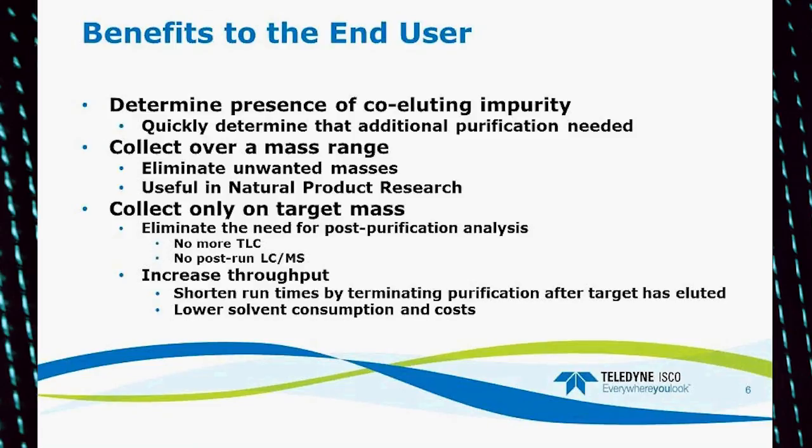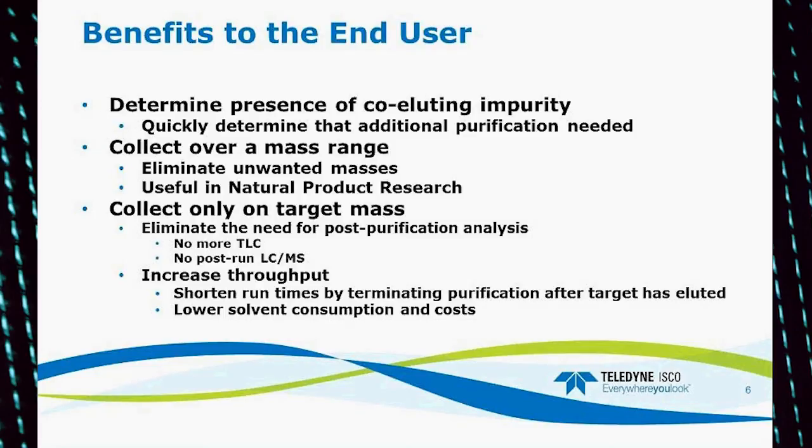At the same time, you can collect only on your target mass. If you're in a synthetic chemistry situation, in your synthesis you know what the mass of the target compound you're shooting for is. You can program it so that the system only collects any peak that has that mass associated with it. Really eliminates the need for post-purification analysis. You don't have to do a TLC after the run to make sure that it is the product that you're looking for. You don't have to do post-run LCMS to verify that it is the mass that you're looking for. Doing those things really increases your throughput.